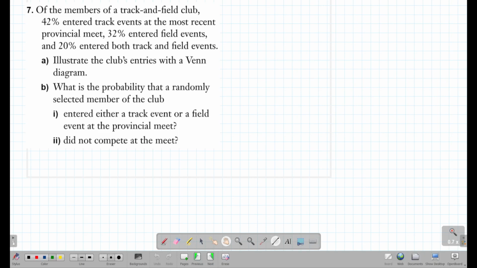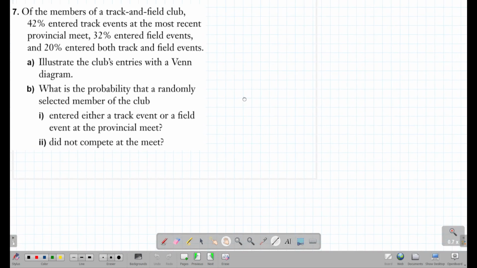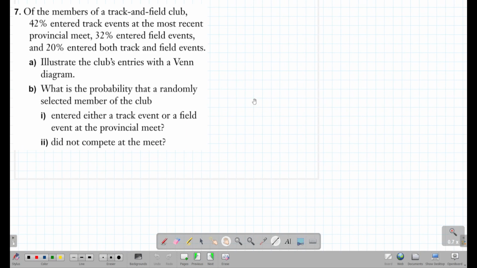This is question 7 from the Chapter 6 test in the textbook. It says, of the members of a track and field club, 42% entered track events at the most recent provincial meet, 32% entered field events, and 20% entered both track and field events. We need to illustrate these entries with a Venn diagram, then find some probabilities.